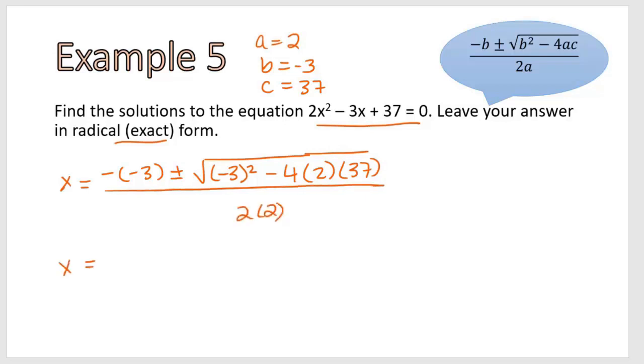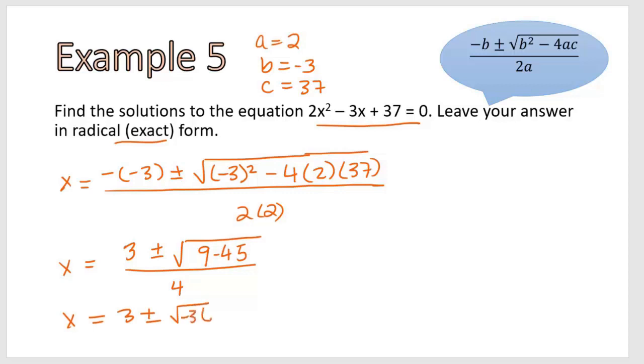So x is equal to minus negative 3 or positive 3 plus or minus the square root of 9 minus 45. All of that divided by 4. So x is equal to 3 plus or minus the square root of negative 36, all divided by 4. Now that should worry you a little bit.